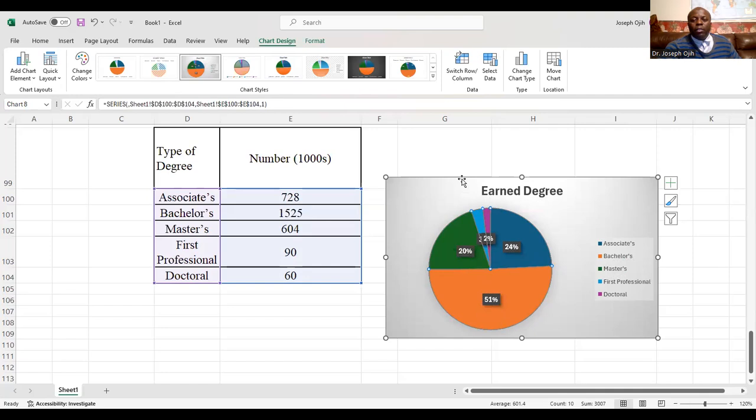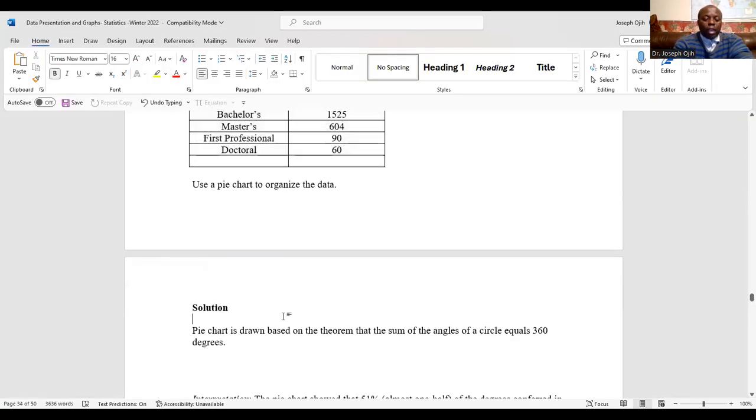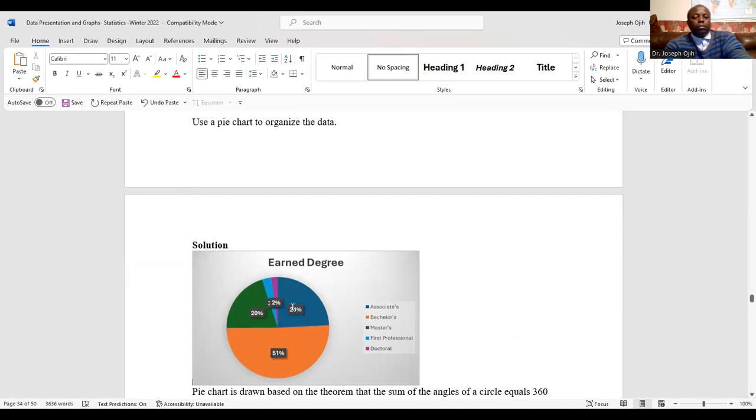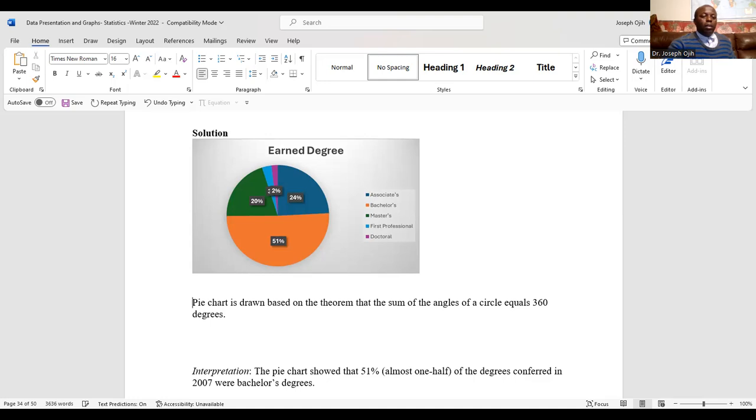So you can now click at the edge once, then do Control C if you want to put it in a Word document, and go to the Word document and type it here under solution, then Control V. So Control C to copy and then Control V to paste. Okay.